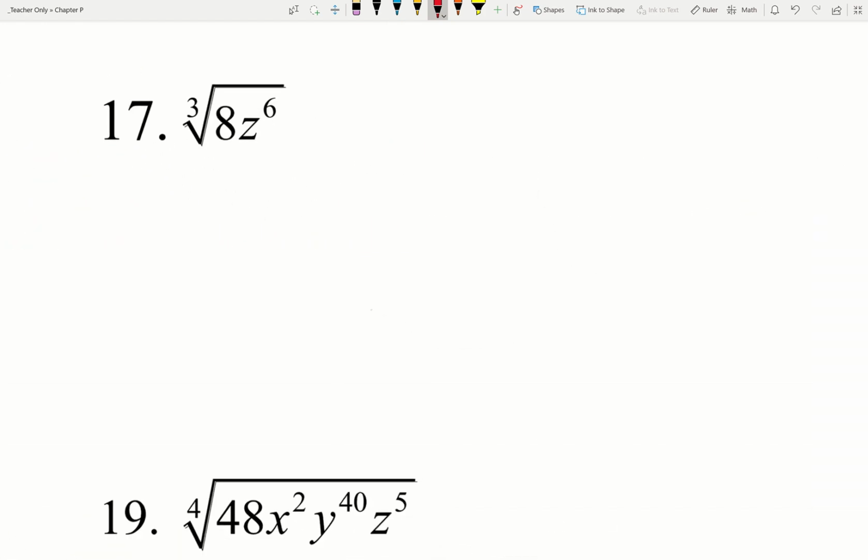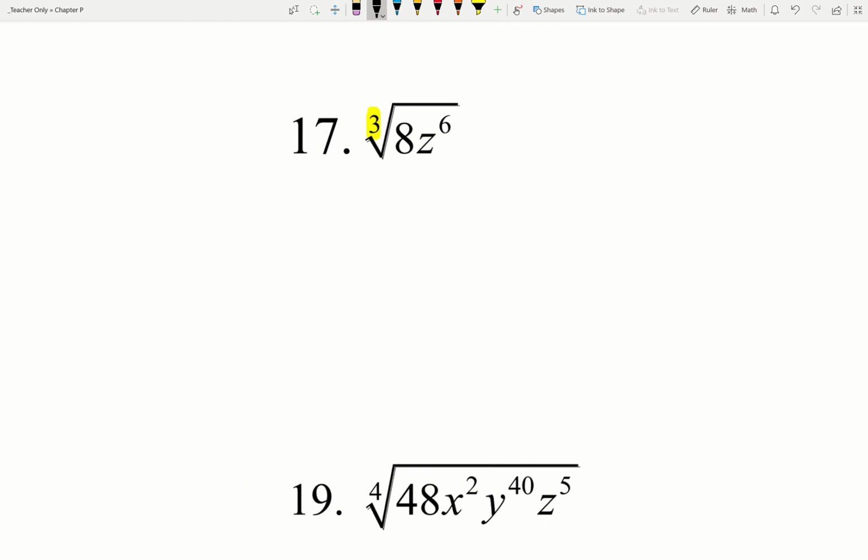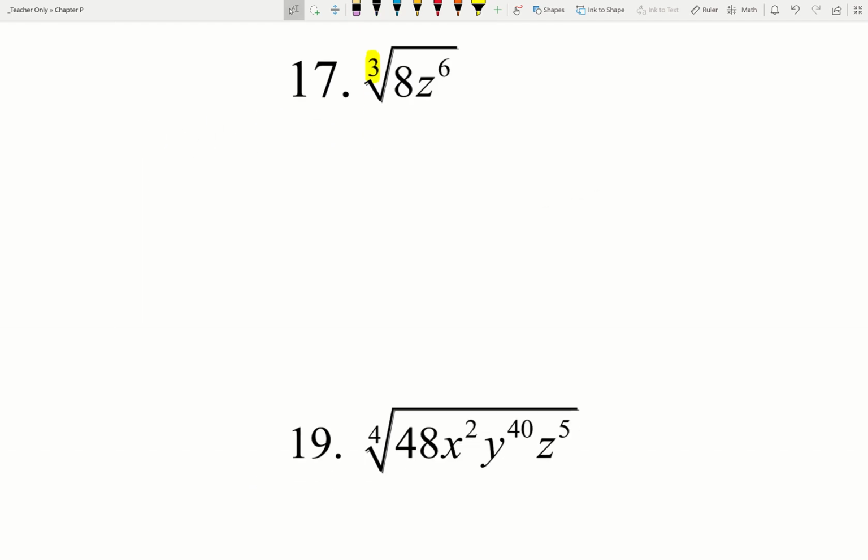All right? This next example here is where we are going to be a little bit more meticulous in what we're doing, because the index of our root here is a 3. And so one thing that's really going to help us out when we do this problem is going off to the side and writing a complete list of all of our perfect cube numbers.